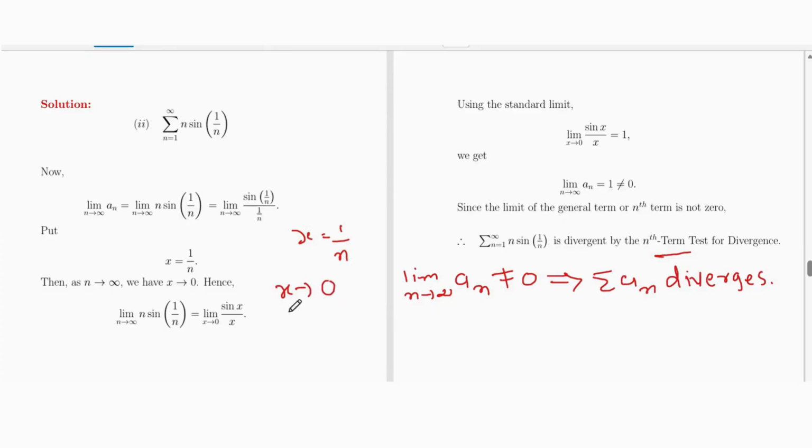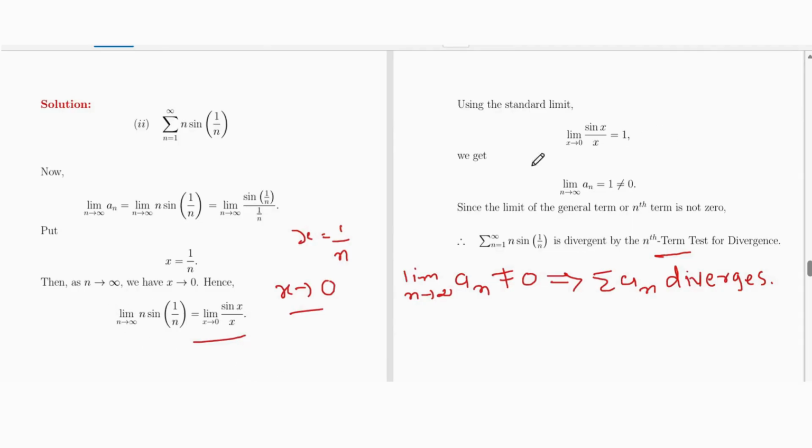Now put the value of x in this. So we get limit n tends to infinity n sine 1 upon n is equal to limit x tends to 0, where sine 1 upon n is replaced by x, so we get sine x upon x. So we have this value.